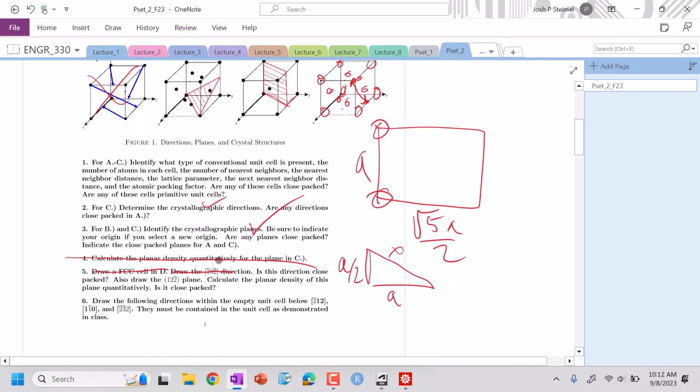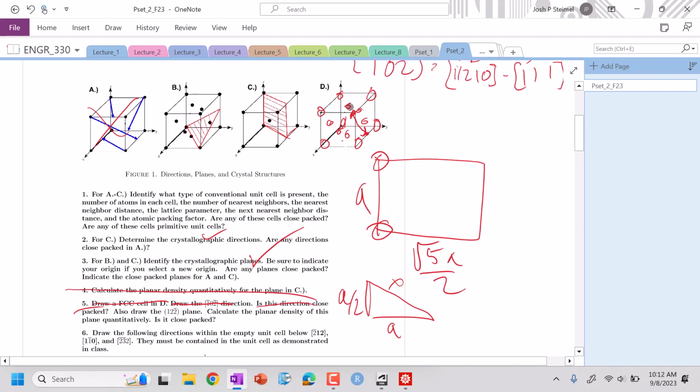Is this direction close packed? Yes. Oh, no, it's not. Of course not. Draw this plane. So it's a negative at the z, so this is going to be my new origin here. So intercept x of 1, y of a half, and then z of minus 1. So I'm going to draw the plane. There's my plane. Got it.